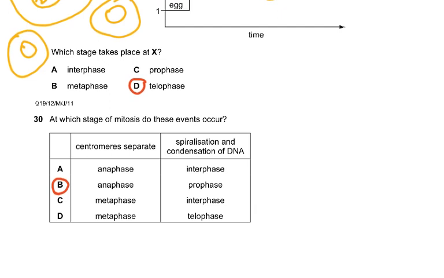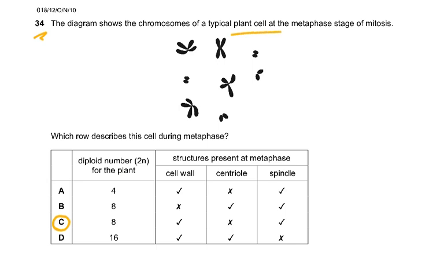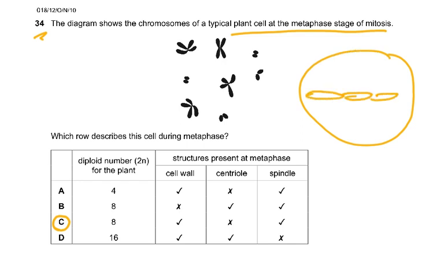Then question 30, at which stage of mitosis do these events occur? Centromeres separate, and spiralization and condensation of DNA: anaphase and prophase. The diagram shows the chromosomes of a typical plant cell at the metaphase stage of mitosis. So you see what they've done is they've taken the cell, and this is where they've aligned at the equator. And they have cut it from here and they're showing it to you from the top. You're looking at a cut orange from the center. Which row describes this cell during metaphase?